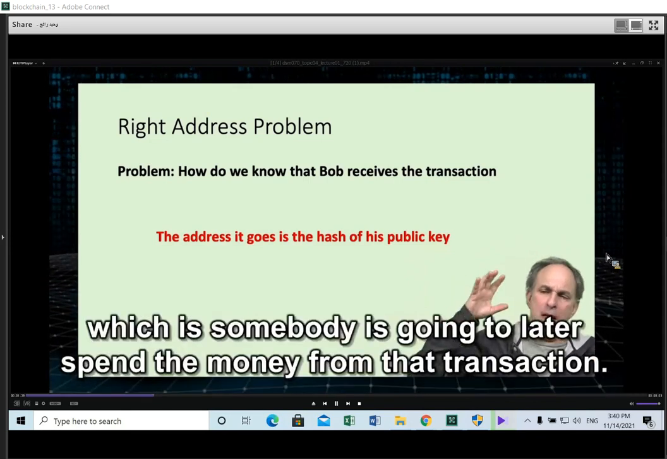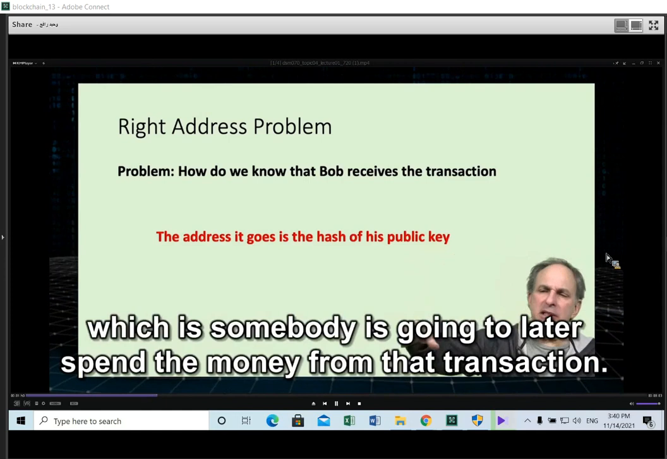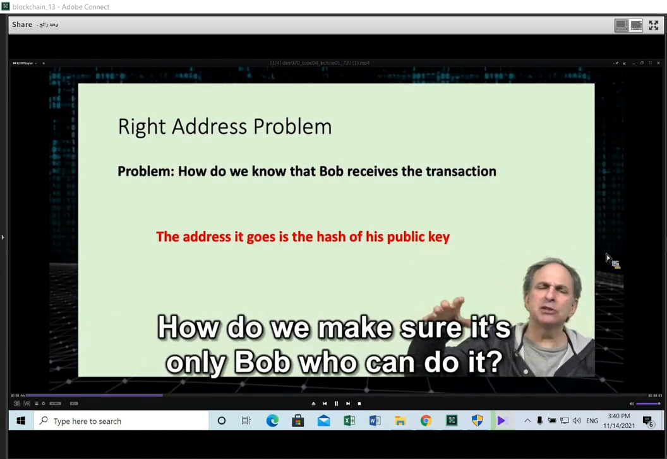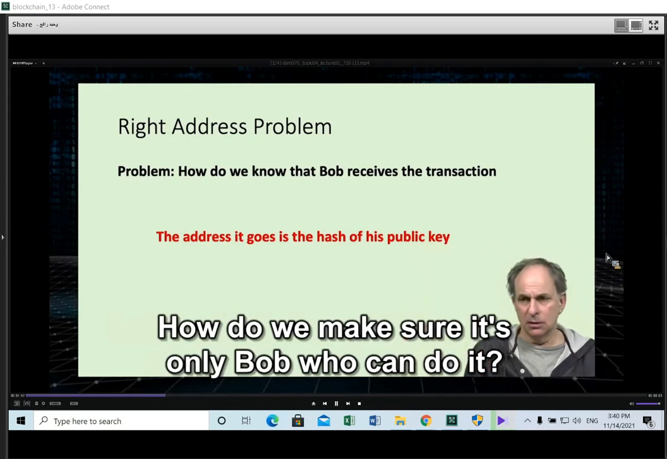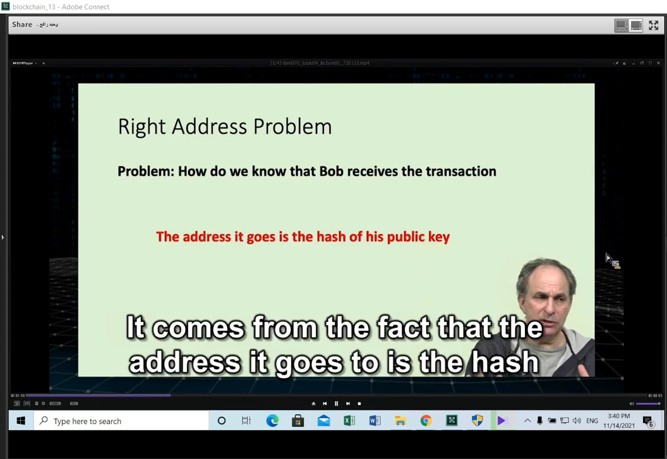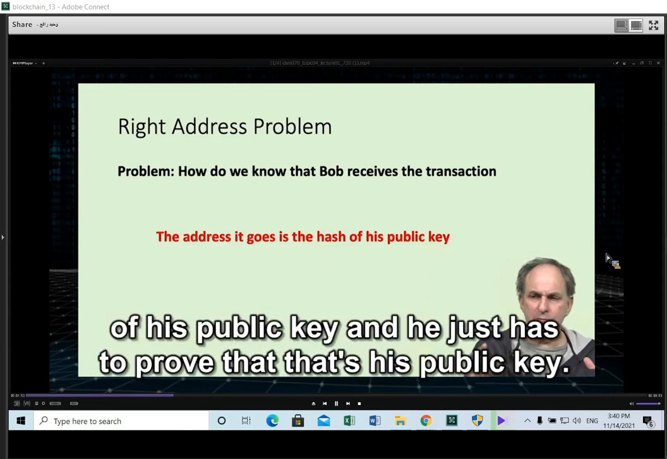Here's another point, money availability. How do we know that Alice ever had the money? How do we know that we're not creating money during this transaction? I'm not sure that's still a money availability question, but it's certainly related.